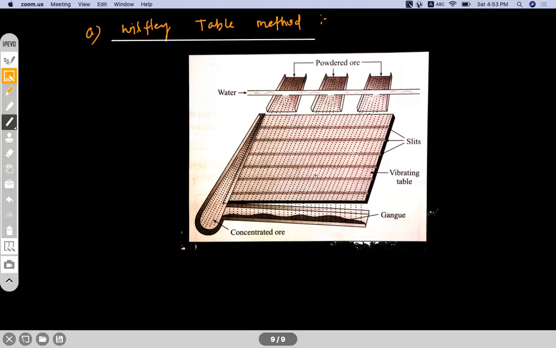Okay, you understood? So I'm not going to dictate the theory in this. I hope you can understand with the figure how this process is used. Correct?